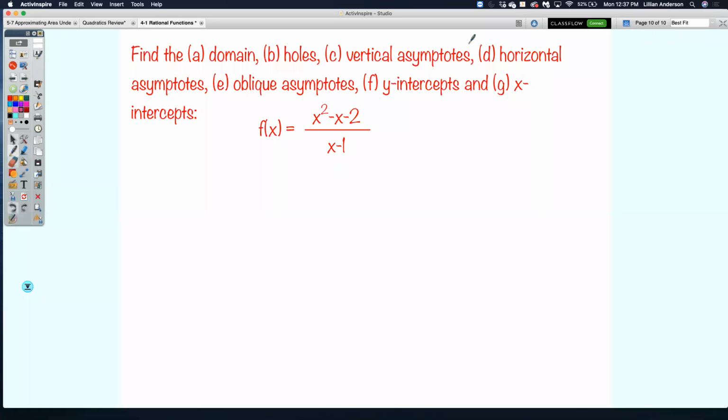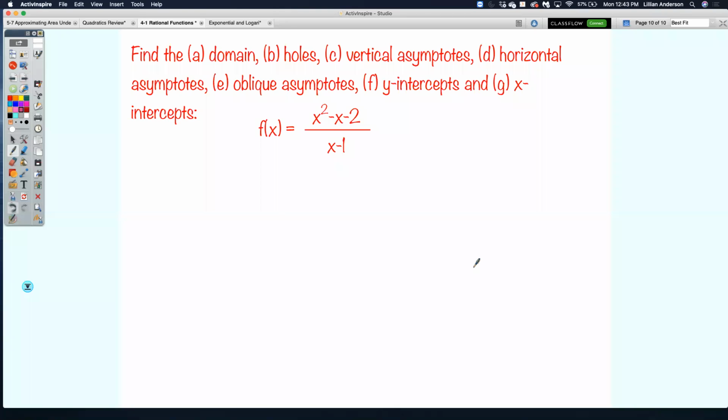Same directions, new function. Try this one on your own: domain, holes, vertical asymptote, horizontal asymptote, oblique or slant ones, y-intercepts, and x-intercepts for this function: x squared minus x minus 2 over x minus 1. Let's try to find the domain of this function. Remember, that's everywhere where the denominator doesn't equal 0.